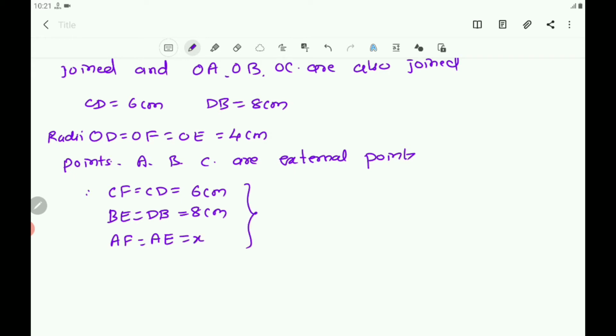The reason you can give is, tangents from an external point are equal.